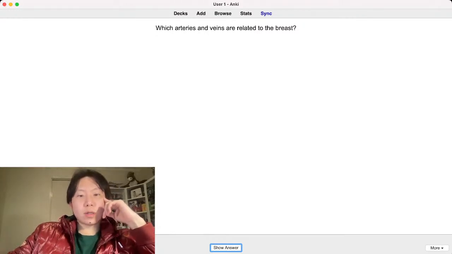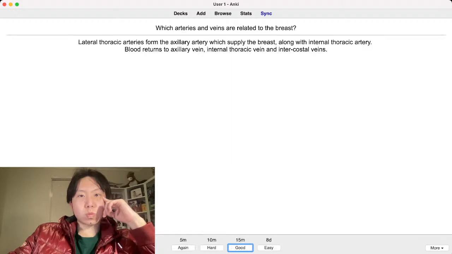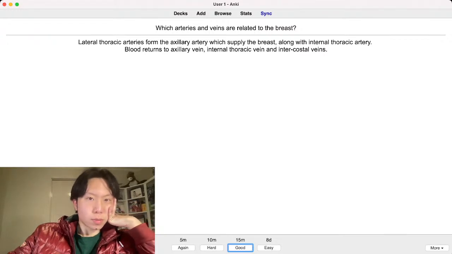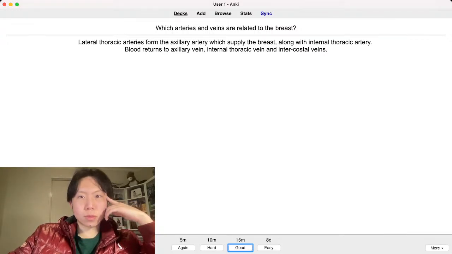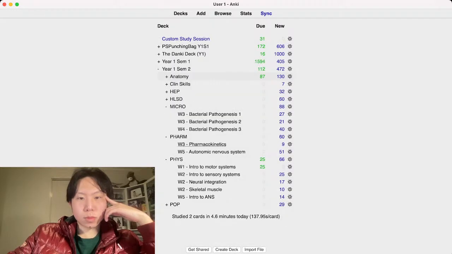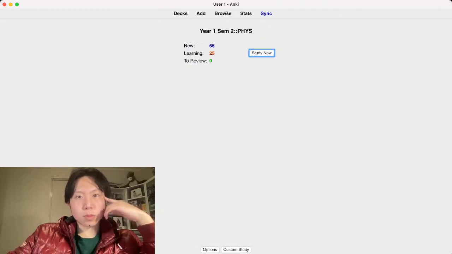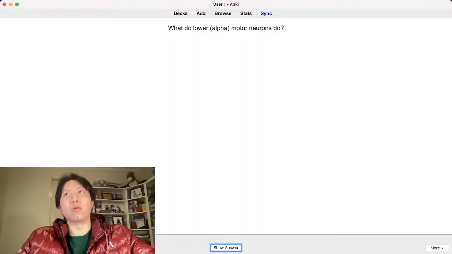Which arteries and veins relate to the breast? What do lower motor neurons do?